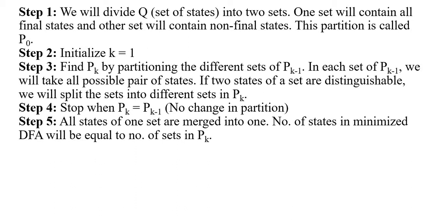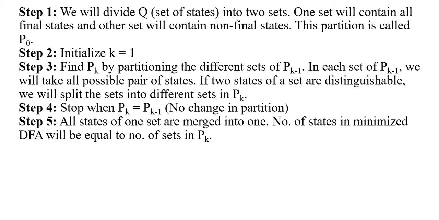This process is repeated until you get Pk equal to Pk minus 1. It means that when there is no change in the partition, at that time you have to stop the process. Then all states of one set are merged into one. The number of states in the minimized DFA will be equal to the number of sets in Pk.